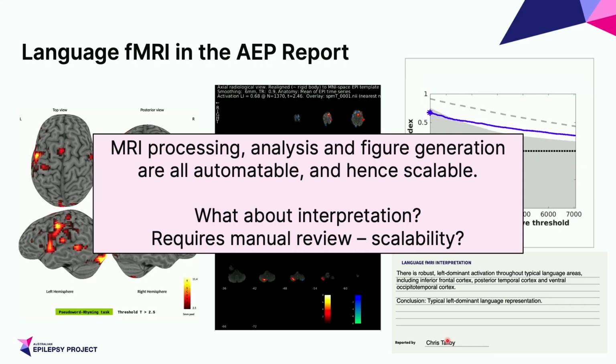So what's hopefully clear from this is that while there are elements of this pipeline, like the image processing, the image analysis, and the figure generation, that can all be done centrally and automatedly, so that's readily scalable, the interpretation is really a bottleneck here to delivering a high throughput of reports per week. So how can we make this interpretation element scalable?